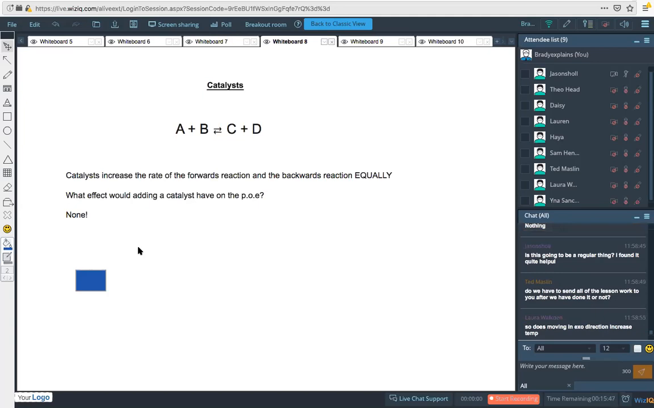Yes, if you shift the position of equilibrium in the exothermic direction, that will increase the temperature, because exothermic reactions release heat, don't they? So that heats up the surroundings, and you're always measuring the temperature of the surroundings. That's what we say when we say temperature.